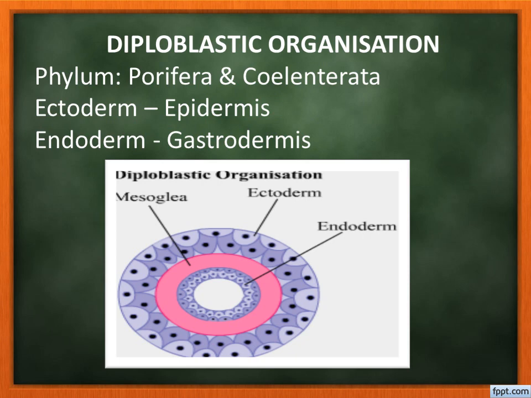For example, the ectoderm will be converted into the epidermis, the outermost layer of this organism. Understand? Then from the endoderm it will produce the gastrodermis, meaning the digestive tract will be produced from these endoderm cells. Have you got me? So that is called diploblastic organization.